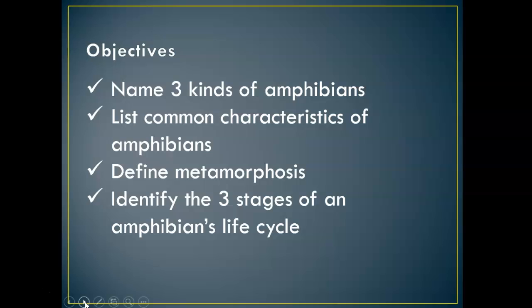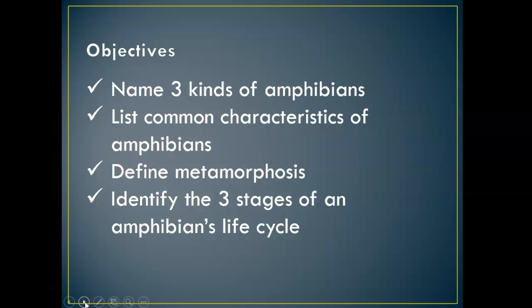So what we're going to look at today, we're going to be able to name the three kinds of amphibians. We're going to list common characteristics of amphibians. We're going to define what the word metamorphosis means. And then we're going to identify the three stages of an amphibian's life cycle.